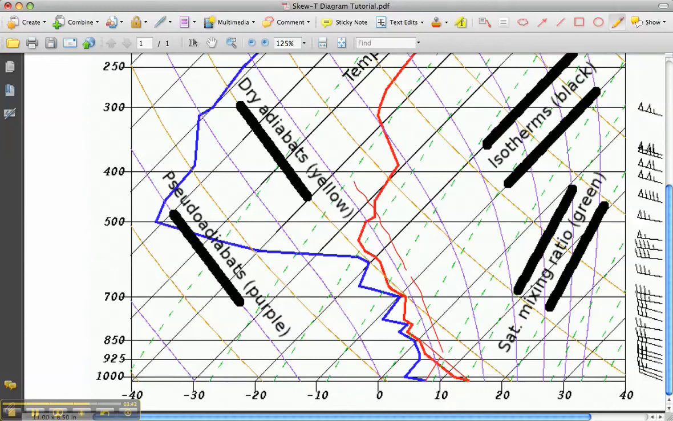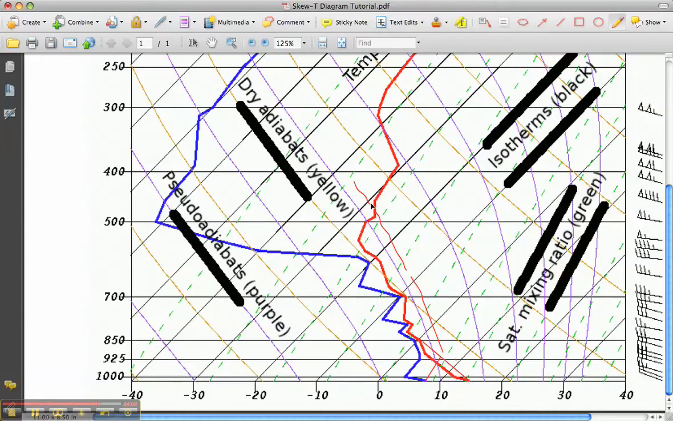It's unstable. And in fact, if we come up to 500 millibars, the temperature of the air parcel is about -25. And the air temperature at 500 millibars of the surrounding atmosphere is right about -28. So the air parcel is still warmer than the surrounding air, so it continues to move upward.